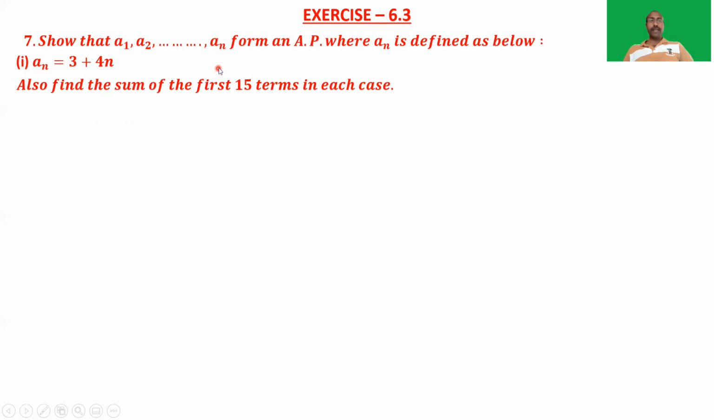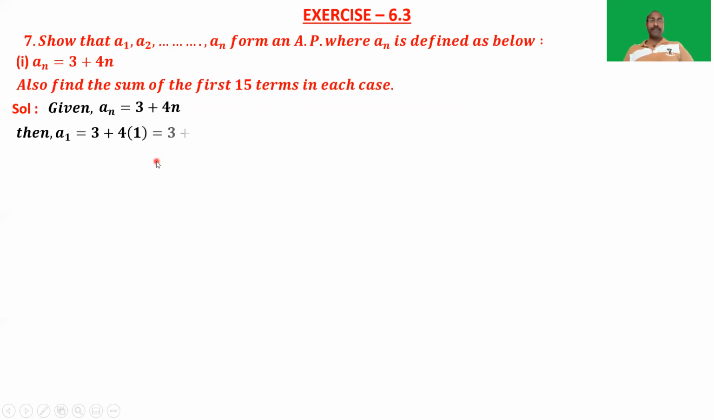We have to show that A1, A2 up to An form an AP. And after showing that it is an AP, we need to find the sum of the first 15 terms. Okay. So take the solution. Given that An is equal to 3 plus 4n. By substituting 1, we get A1. By substituting 2, we get A2. And by substituting 3, we get A3. That is the first term, second term, third term, like that.